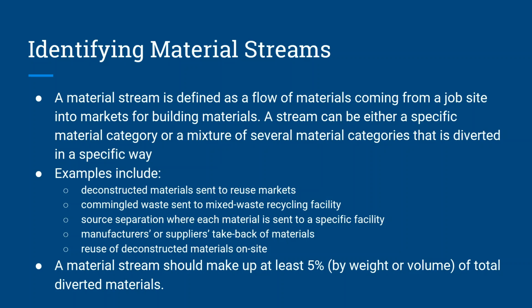Examples of material streams include deconstructed materials sent to reuse markets, commingled waste sent to mixed waste recycling facilities, source separation where each material is sent to a specific facility, manufacturers or suppliers taking back materials, or reuse of deconstructed materials on site. A material stream should also make up at least 5% by weight or volume of total diverted materials.